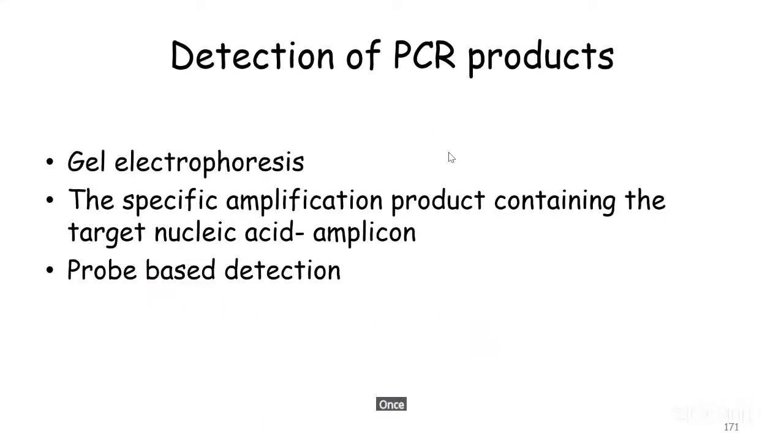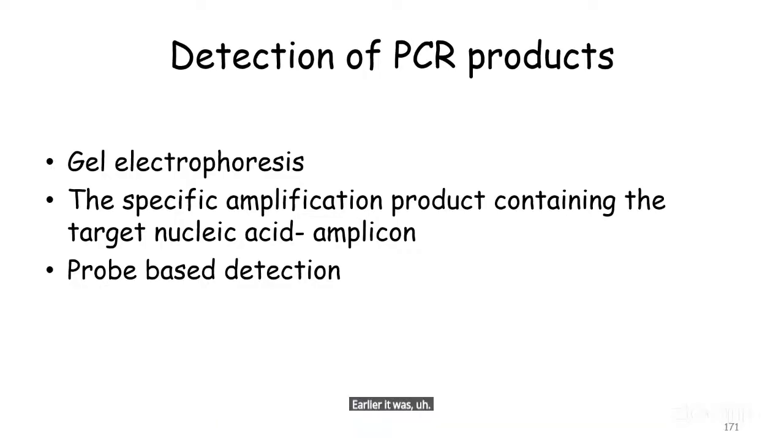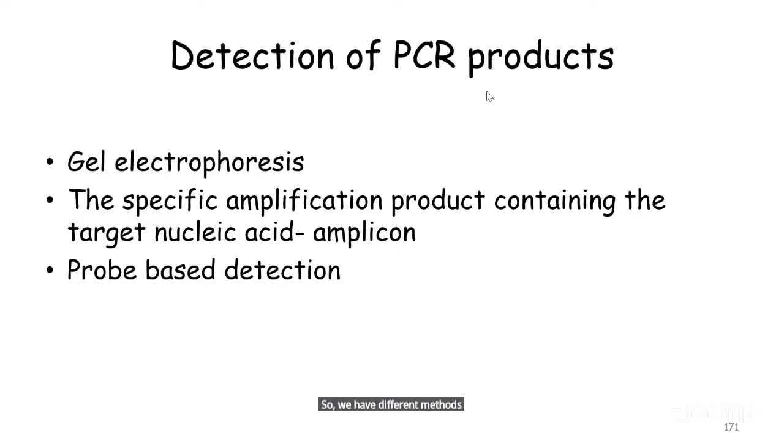Once you have done the PCR, the next step is to detect the PCR product, because even after completion of the PCR reaction, the tube looks still the same. Earlier it was transparent water. Now also it is transparent water. You don't know whether the PCR amplification has happened or not, or the target has been amplified or not. So we have different methods for the detection of the PCR product.